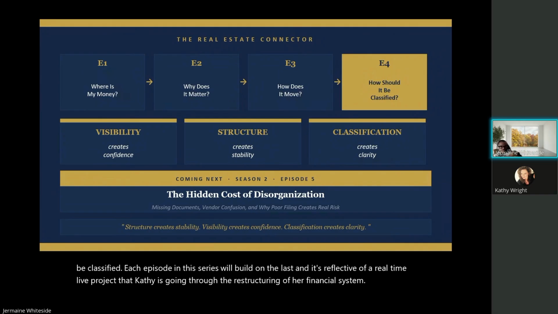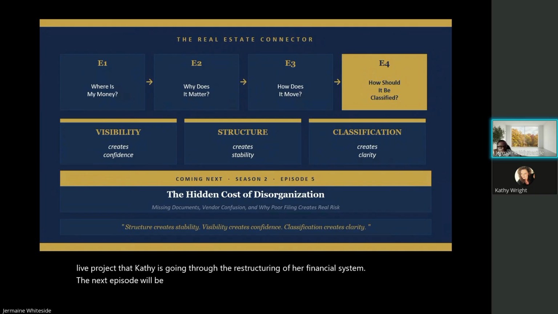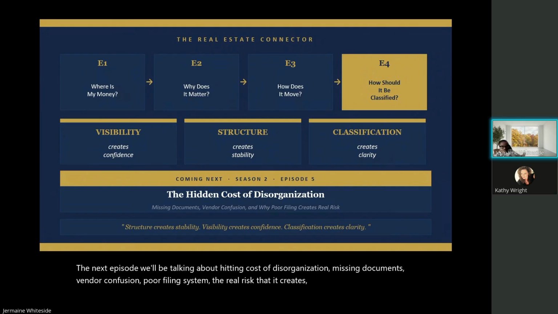The next episode we'll be talking about the hidden cost of disorganization: missing documents, vendor confusion, poor filing systems, and the real risk that it creates, whether it's an audit, a tax question, or a compliance issue. The cost of disorganization is always higher than the cost of the system.